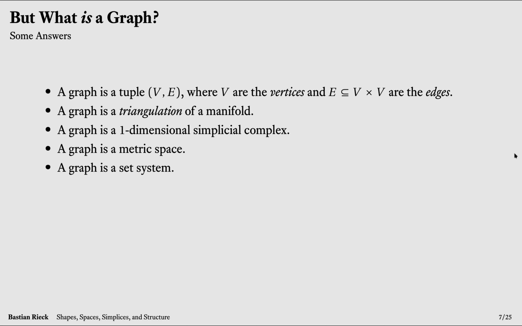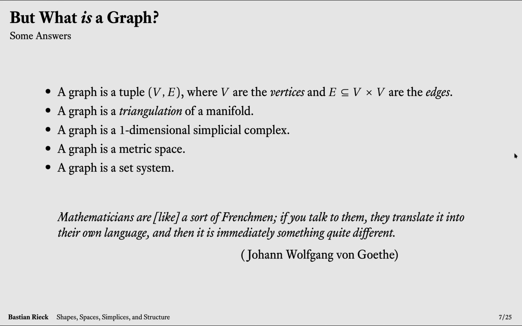But the point I want to make with that slide is that there are a lot of ways to talk about these things and a lot of ways to translate them. And there's a fancy quote from Goethe, from a German playwright, who said that mathematicians are like a sort of Frenchman. If you talk to them, they translate it into their own language, and then it's immediately something quite different. And I can attest to that because I'm currently learning French for my new job here. So it really is complicated to talk about these things in different ways.